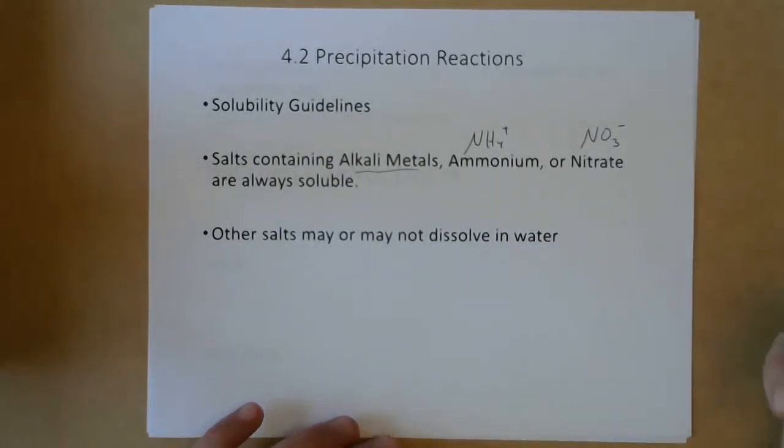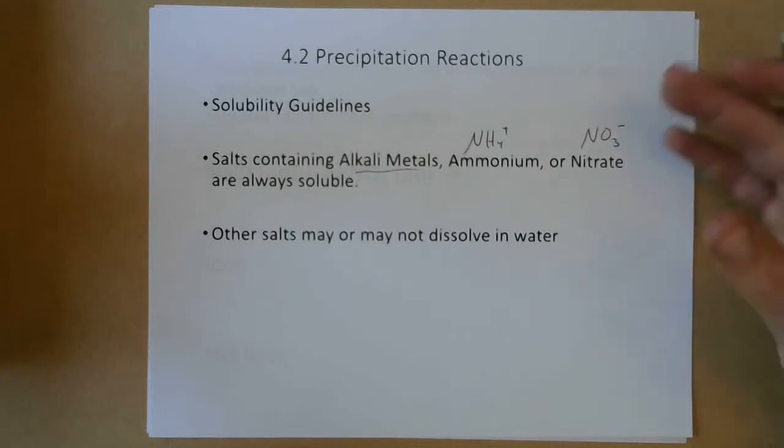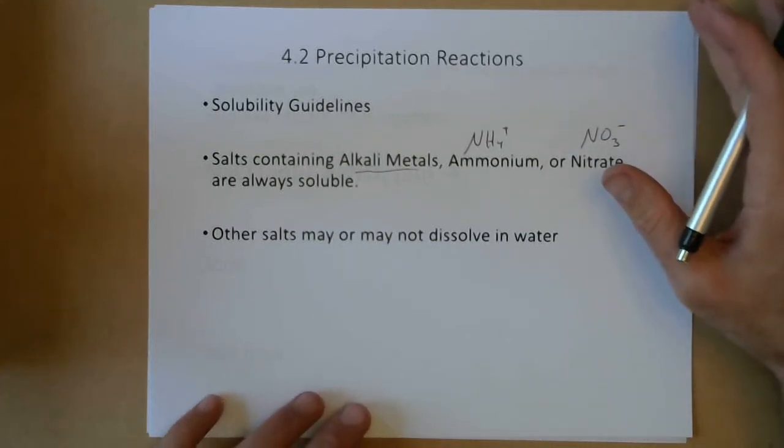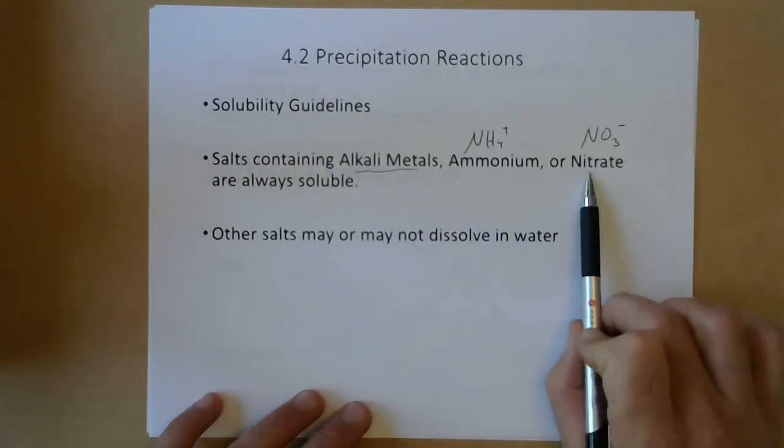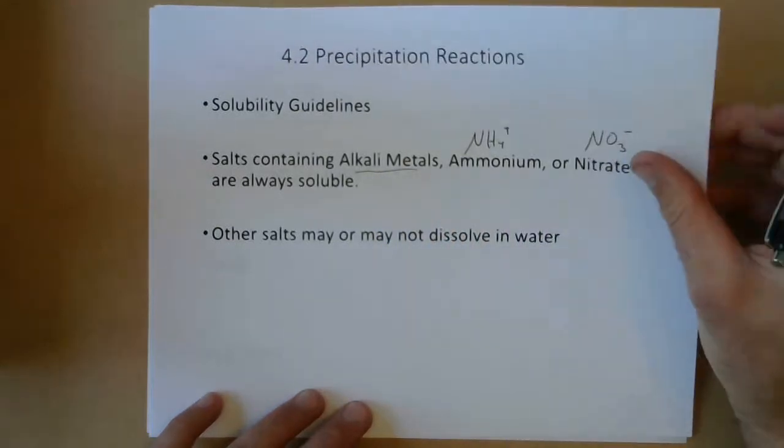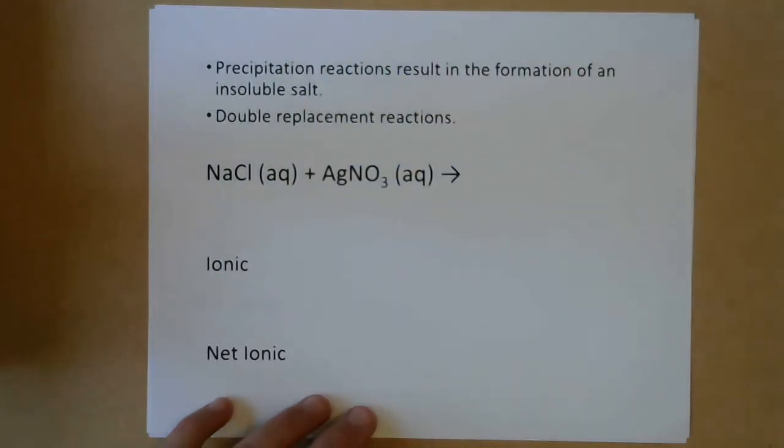There's a whole list of solubility rules in your book. You no longer have to memorize those for the AP test, so it might be useful to look at those when you're trying to answer some homework questions, but you don't need to memorize those rules other than alkali metals, ammonium, and nitrate, which are always going to be soluble in any salt that contains those.